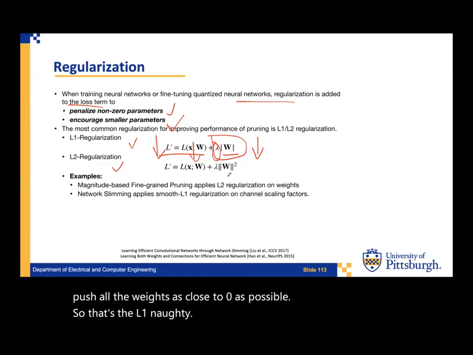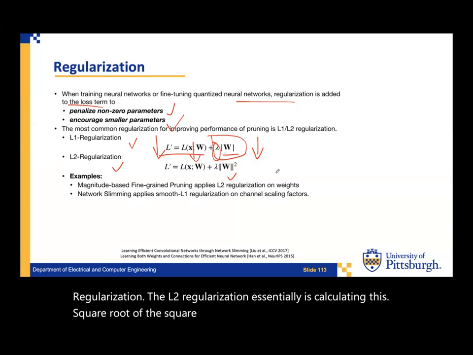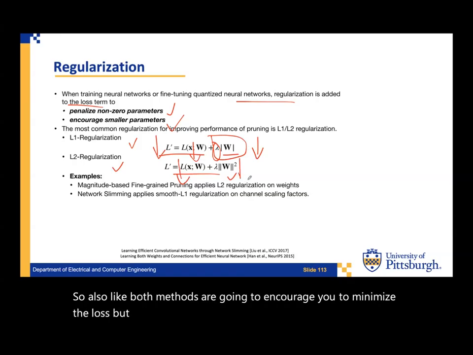The L2 regularization essentially is calculating the square root of the sum of squares of these parameters. Both methods are going to encourage you to minimize the loss, but also minimize the weights, to keep them small so that it's easier to prune.